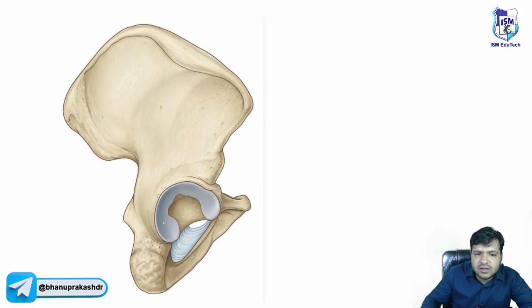Okay, now see it over here, beta. The one which I am highlighting over here, this is the surface of acetabulum. This is the surface. Now this is the fossa, and below there is a notch, beta. Below there is a notch that is called the acetabular notch.